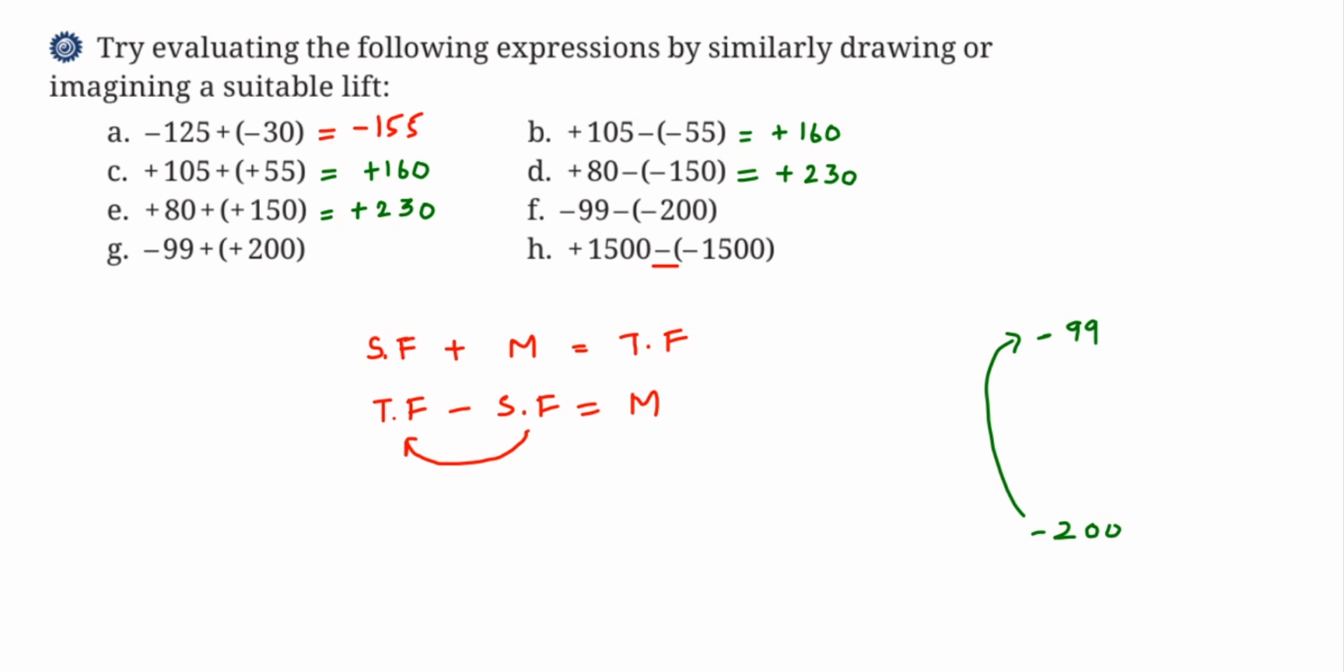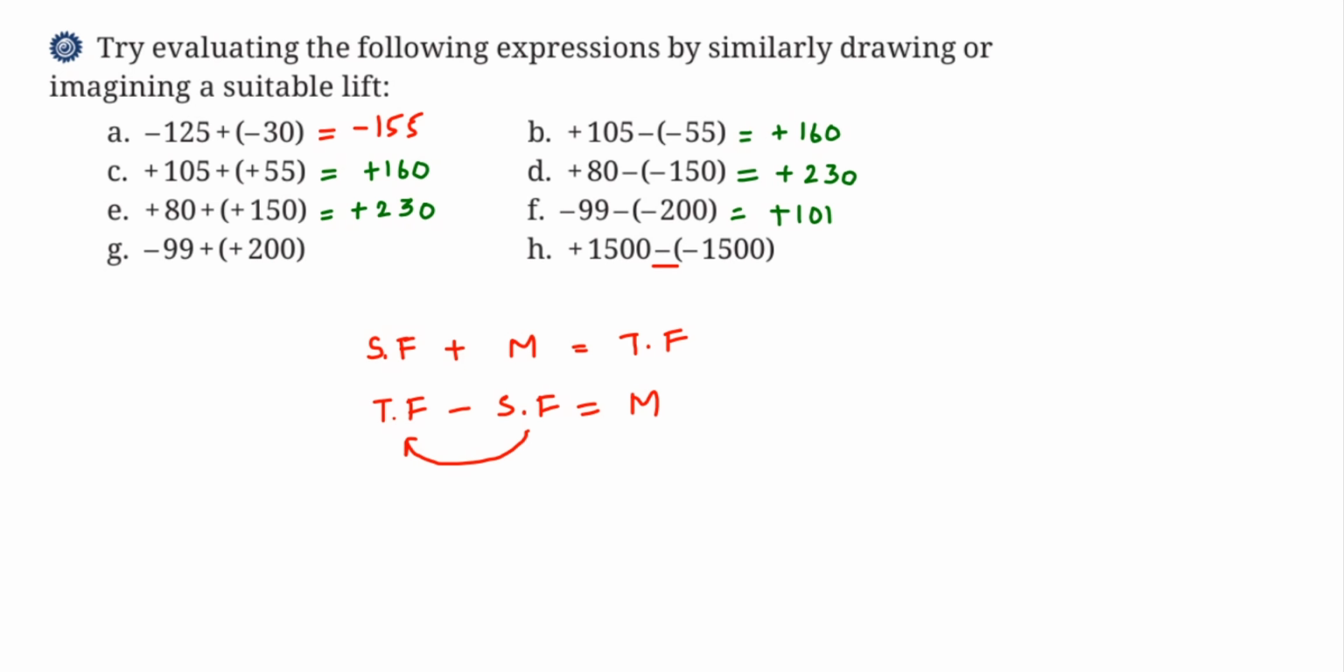So to find that, you can subtract these two numbers. So 200 minus 99 is 101. So you have to go 101 floors up. So your movement is 101 floors up. So since you're going up, it will be plus. We get plus 101.